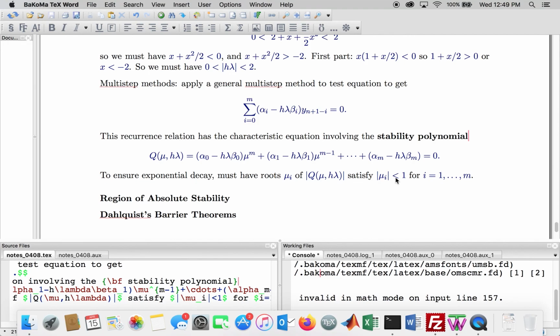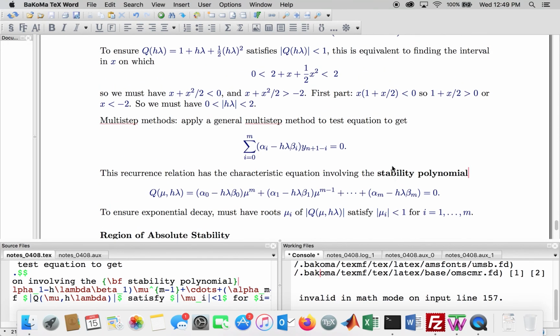So don't get the classes of methods confused. We get a function q of h lambda in both cases, but for a one-step method, it's only dependent on h lambda. The function itself must be less than 1 in magnitude. For a multi-step method, it's a function of h lambda, but really it's a polynomial in another variable mu. The roots mu must be less than 1 in magnitude in this case. So you're always looking for something to be less than 1 in magnitude, but very different things between one-step and multi-step.